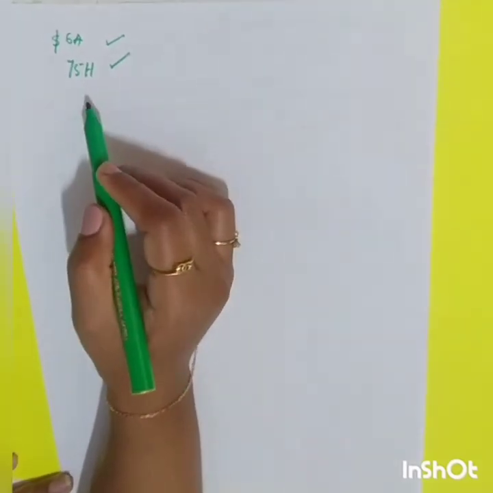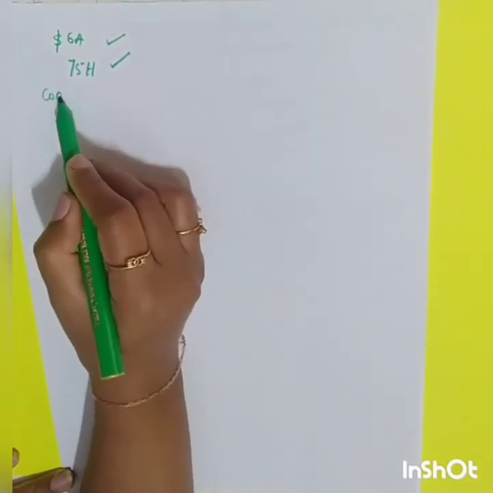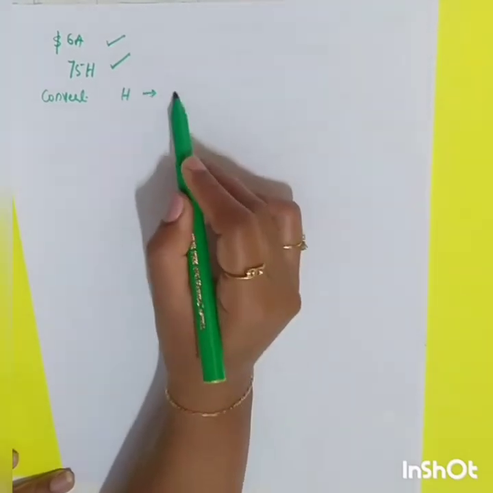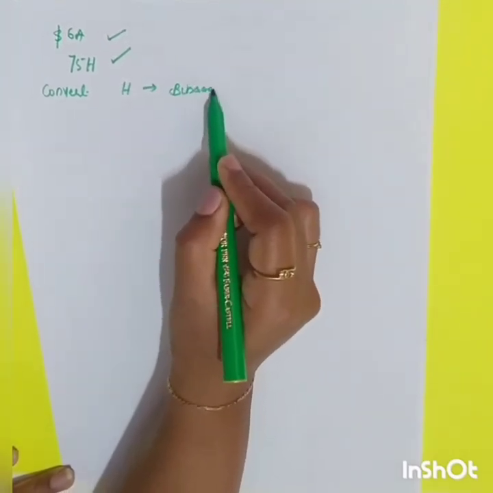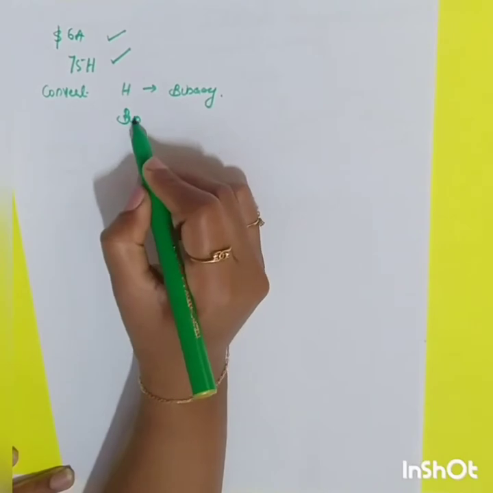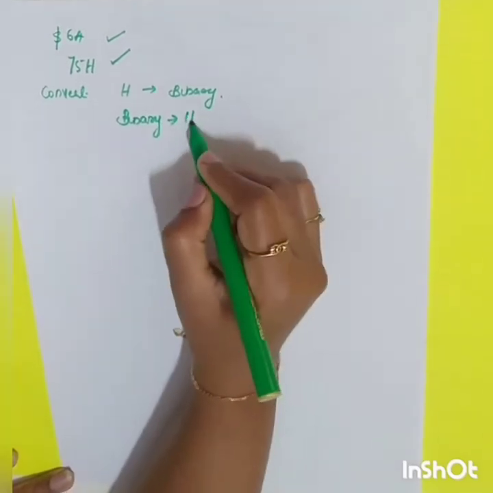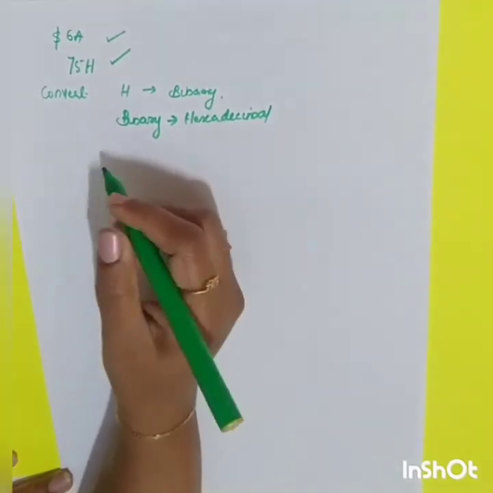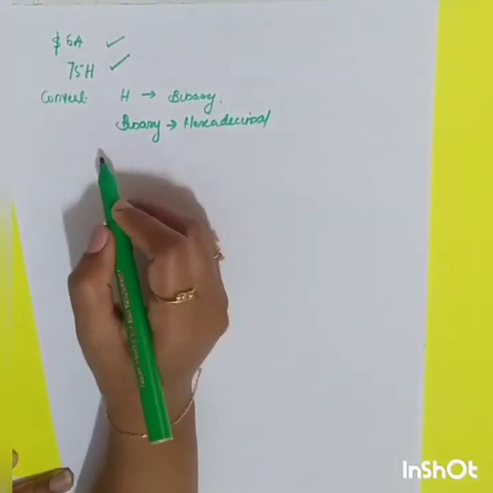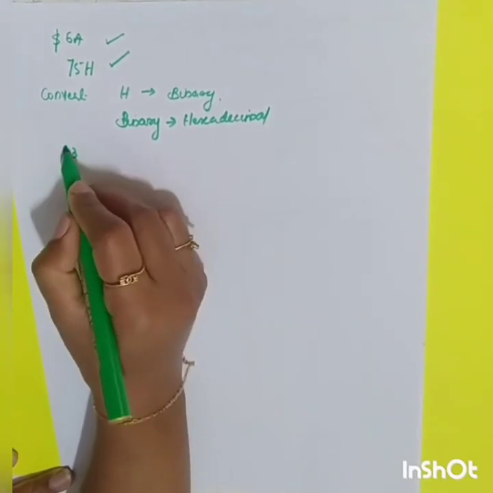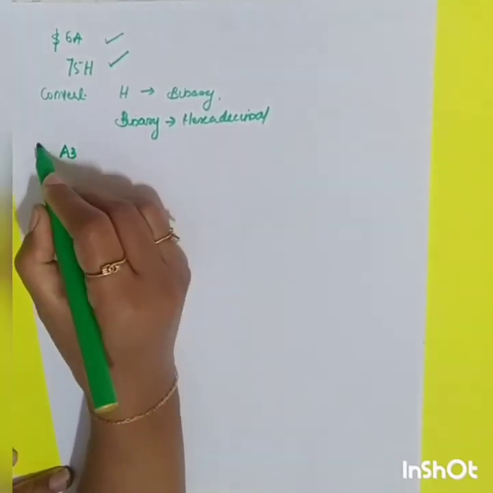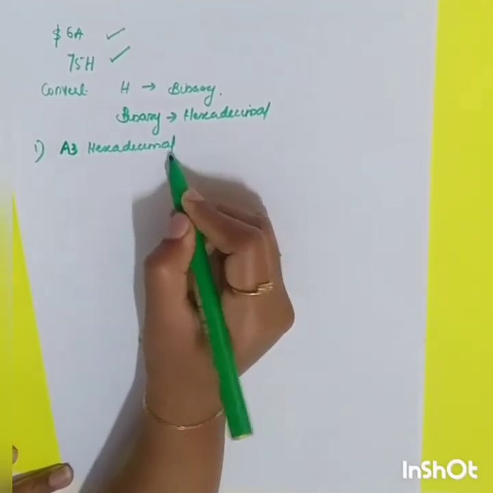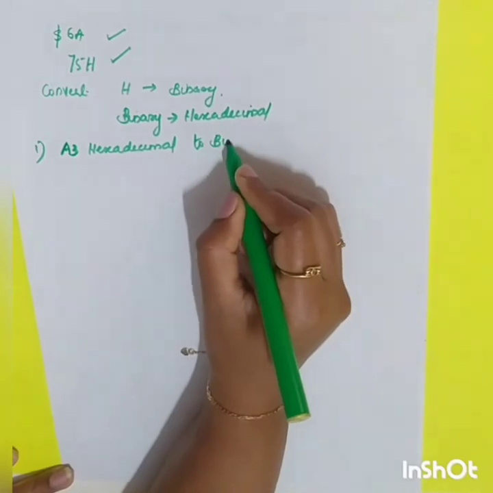Okay, so now you are going to study the two conversions. How will you convert hexadecimal to binary, and the second one is binary to hexadecimal. So it's very simple. For example, if you have to convert A3 hexadecimal to binary, how will you convert this?